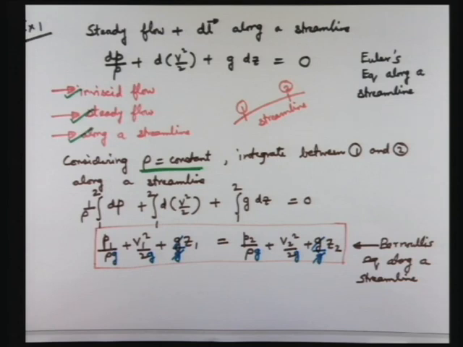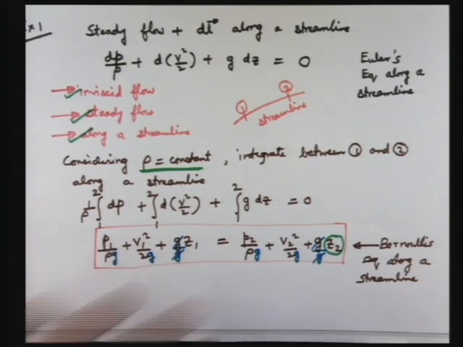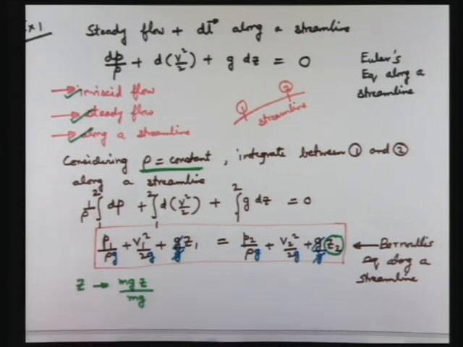So what are the units of different terms on both sides when they are divided by g? If you consider the simplest term, Z, it gives the unit of length. Like you can consider it as mgz by mg. So mgz is potential energy, so this is potential energy per unit weight, right?